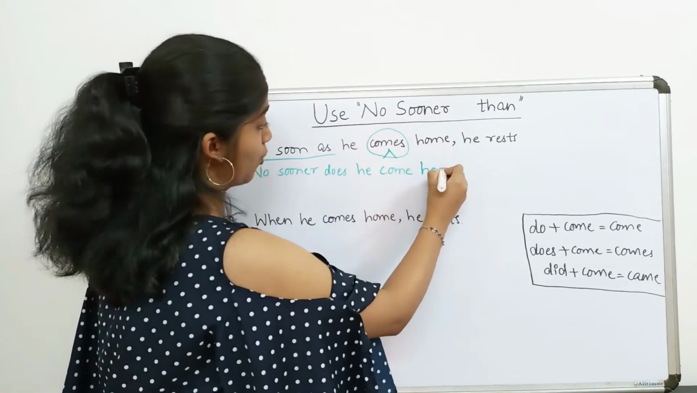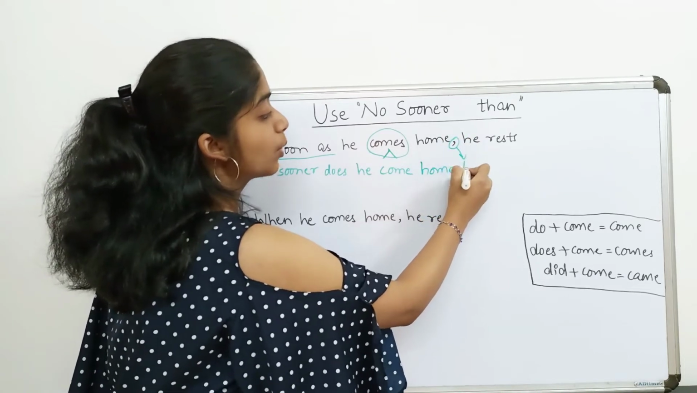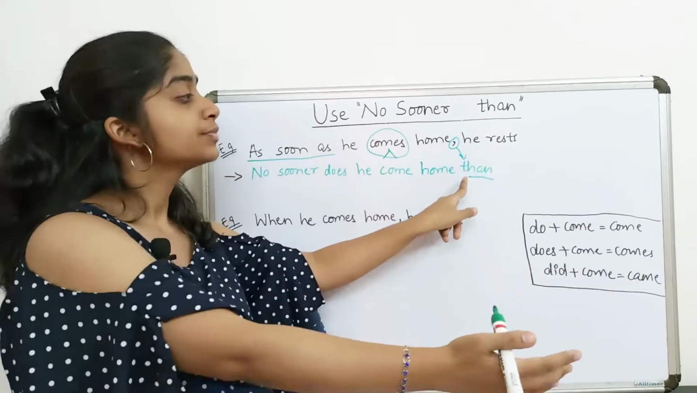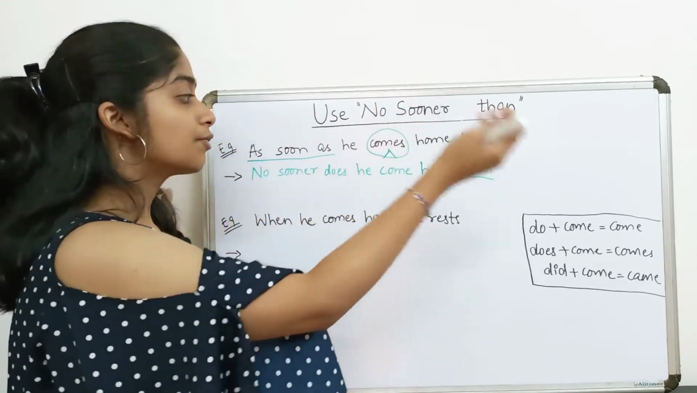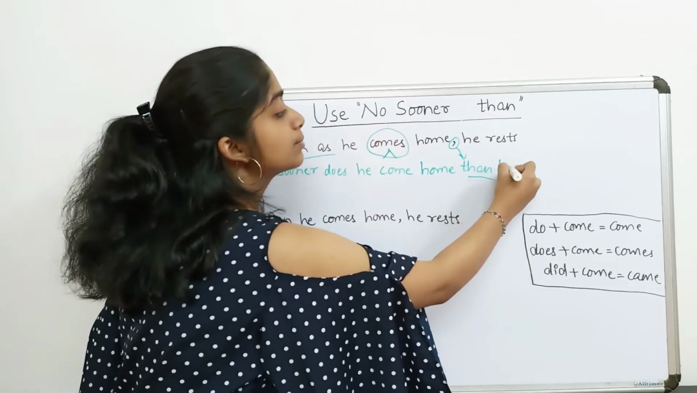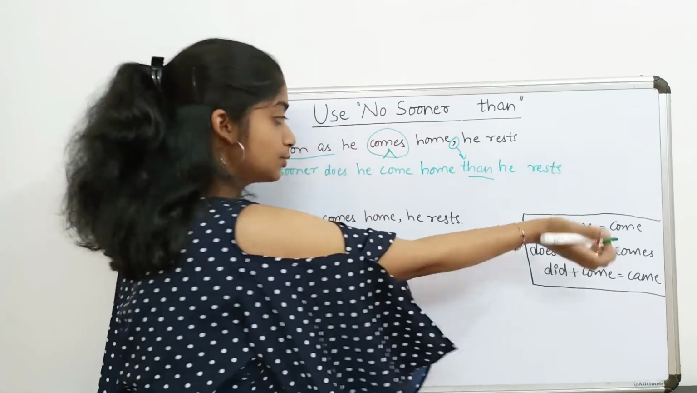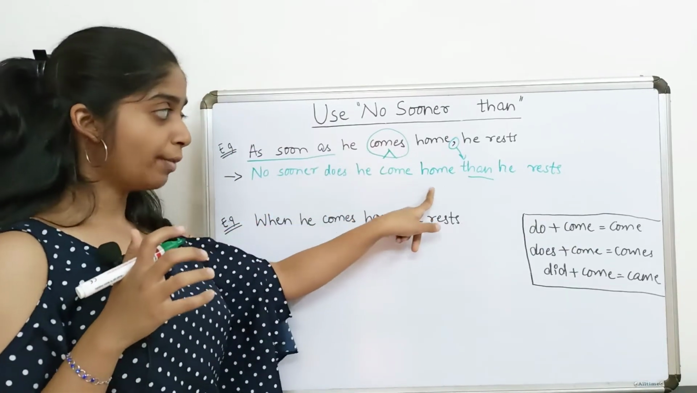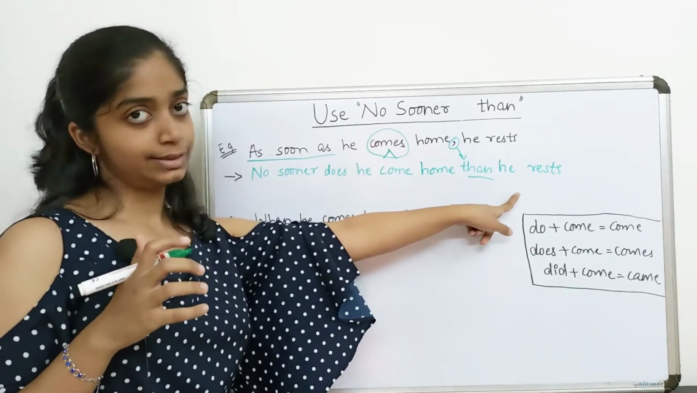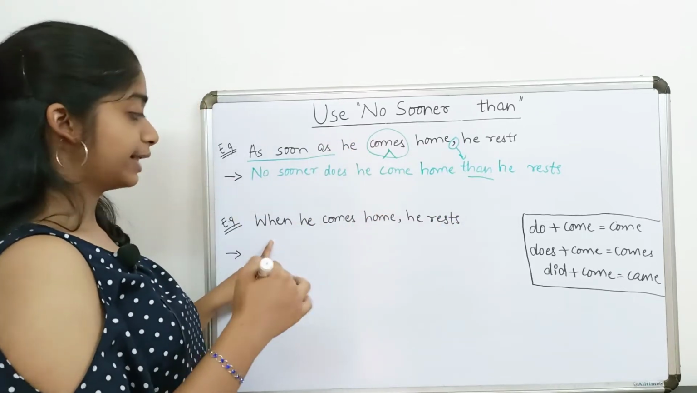Home will remain home. And instead of the comma, we are going to use the word than. After than are these two words, he rests. They will be as it is. So, the final answer is no sooner does he come home than he rests. This is your final answer. Let us look at the next one.